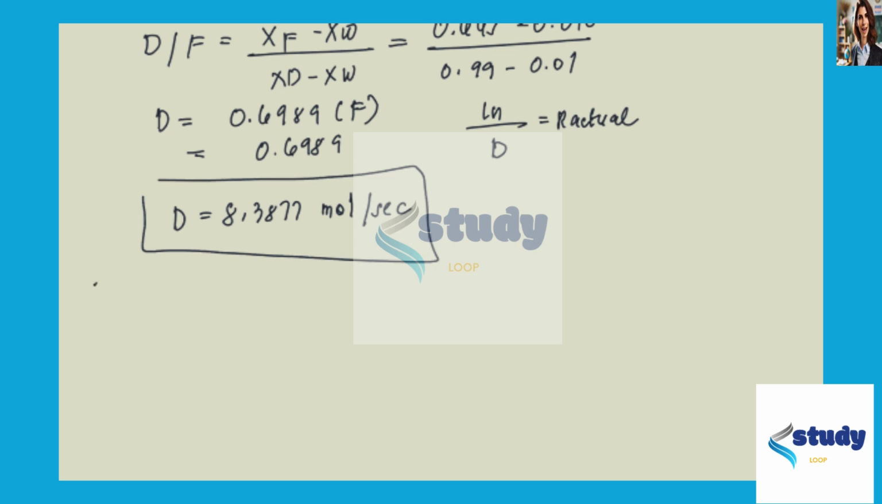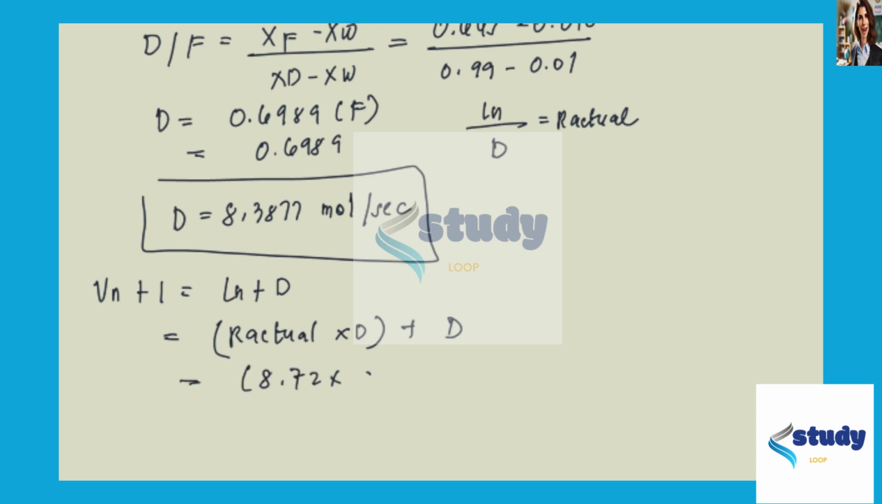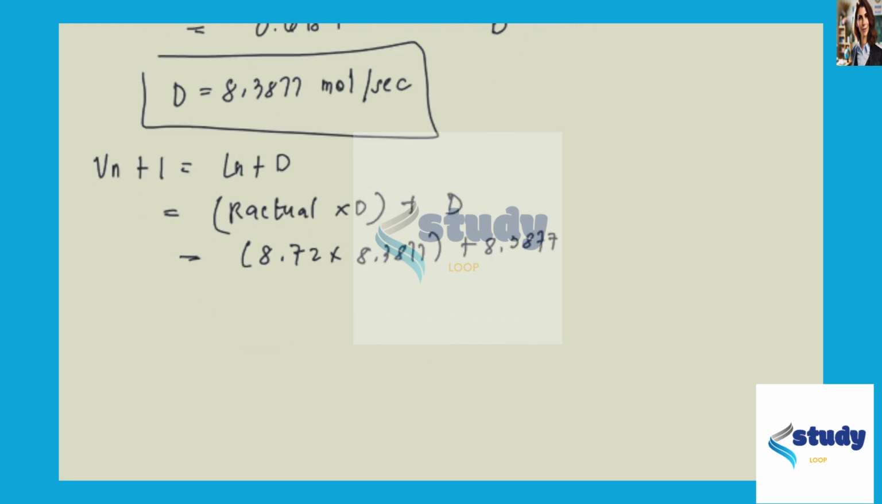So we have our Vn plus 1 is equal to Ln plus D. This would be equal to R times D plus D. So we have 8.72 times 8.3877 plus 8.3877, and this should be equal to 81.52 mole per second.